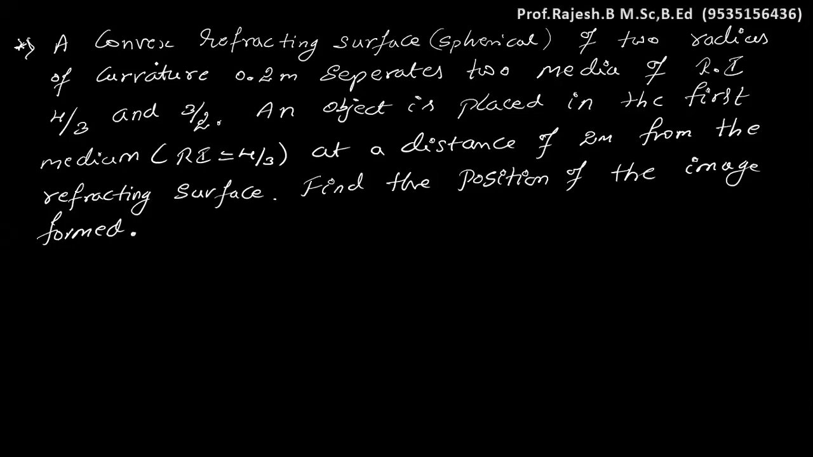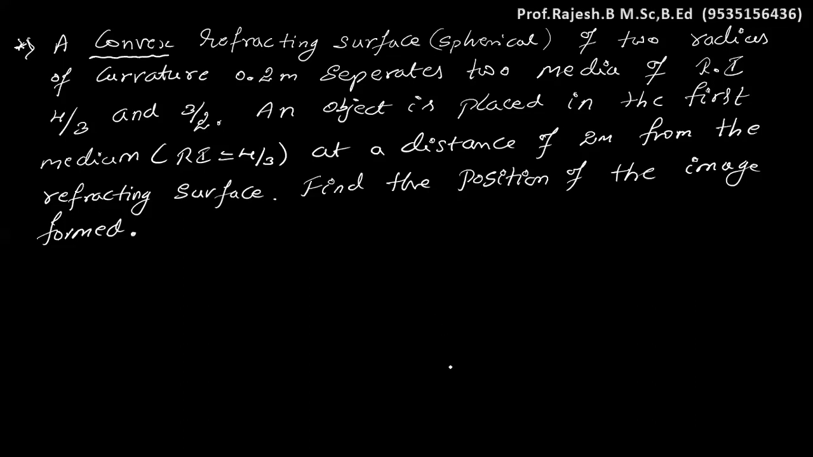The next question: a convex refracting spherical surface of radius of curvature 0.2 meter separates two media of refractive indices 4 by 3 and 3 by 2. An object is placed in the first medium, that means at the refractive index of 4 by 3, at a distance of 2 meter from the refracting surface. What kind of refracting surface is it? Convex. Find the position of the image formed.